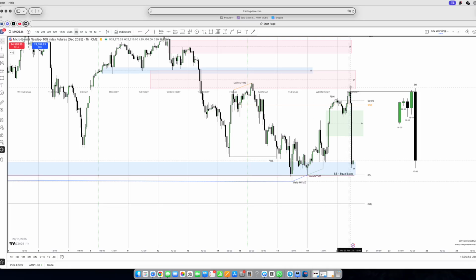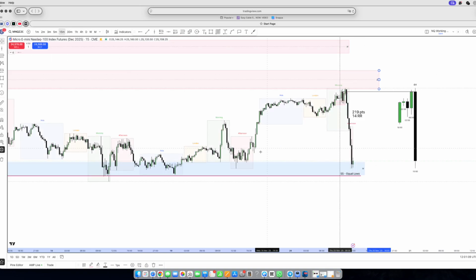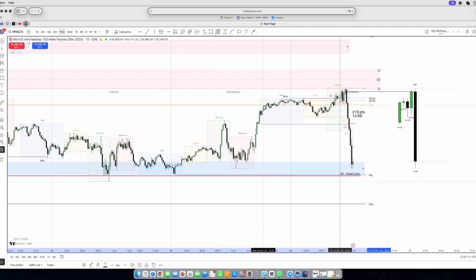So when price came up this morning and hit this daily CIBI, that's when I started to pay attention. So let's move down to the 15-minute. So we can see here was our Asia. We ranged nicely. London did not take out Asia low, and then we came right into this daily CIBI. So let's go down to the 2-minute.